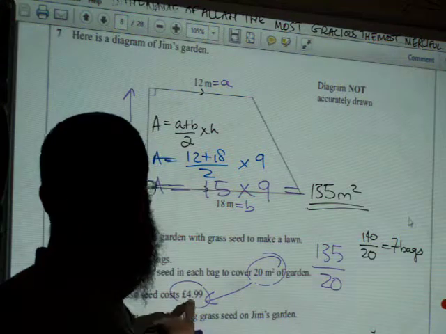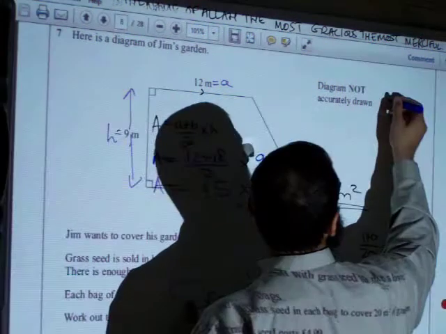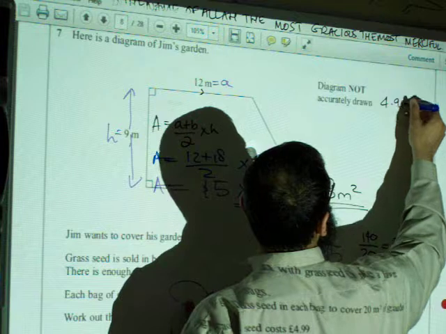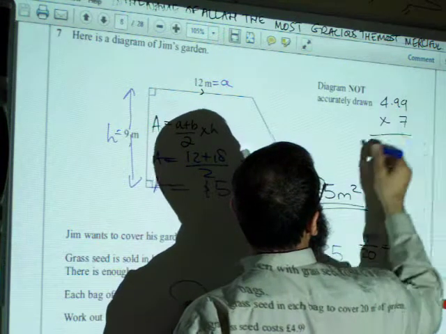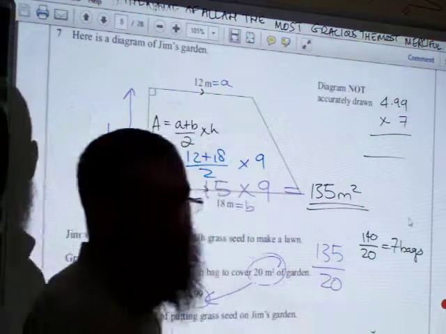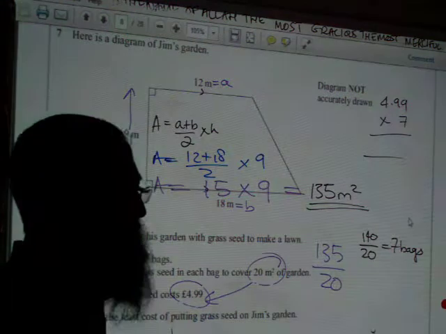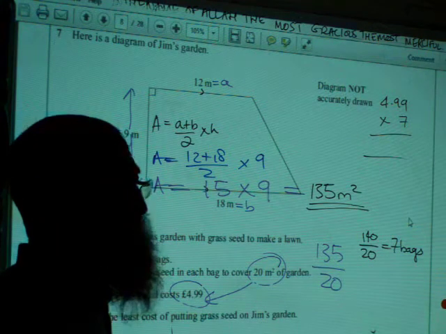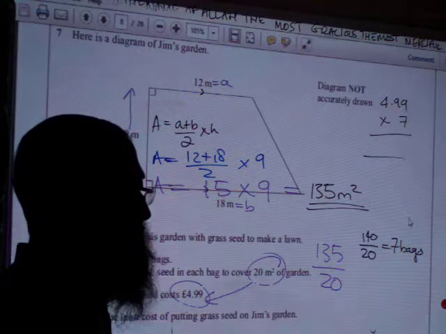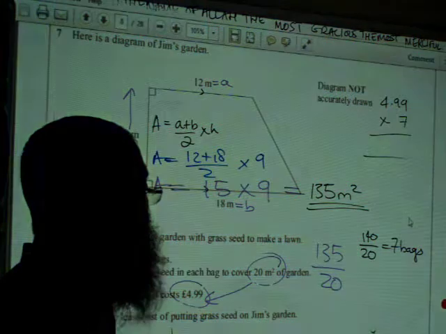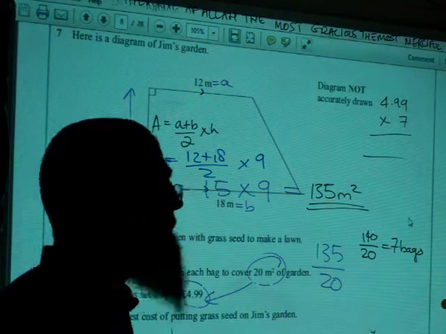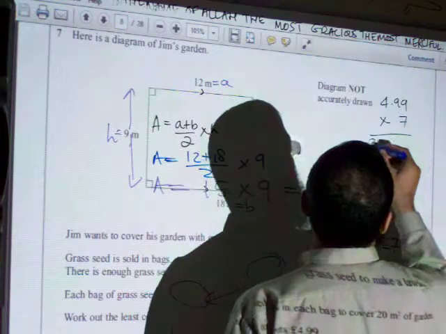Each bag costs £4.99. So you've got £4.99 times 7. Well, what's £5 times 7? That'll give you £35, and we have how many extra pence? 7 pence extra. So £35 minus the 7 pence will give you £34.93.